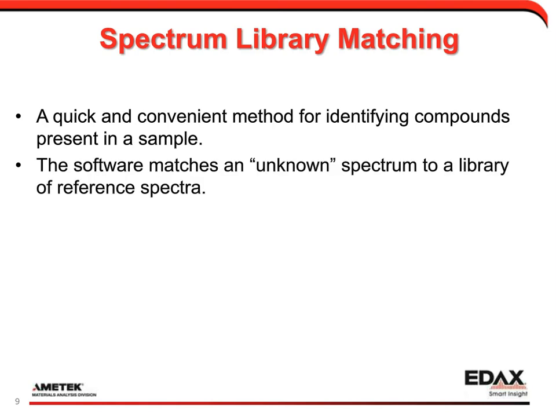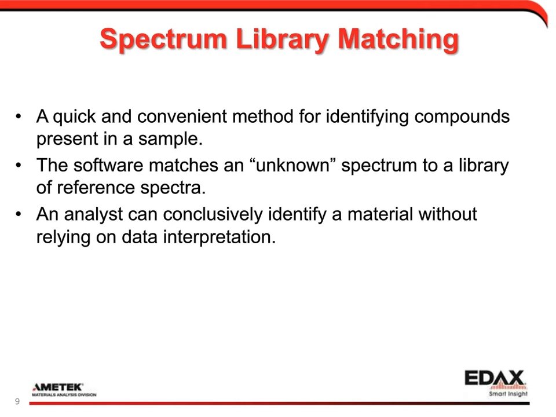The way it does it is that you build a library of reference spectra of your compounds, and then you can match it to your unknown spectrum that you pull up. The reason for doing this is that it speeds up your process significantly. You can identify materials or compounds without having to go through a lot of data interpretation and calculations and have to memorize a lot of things.